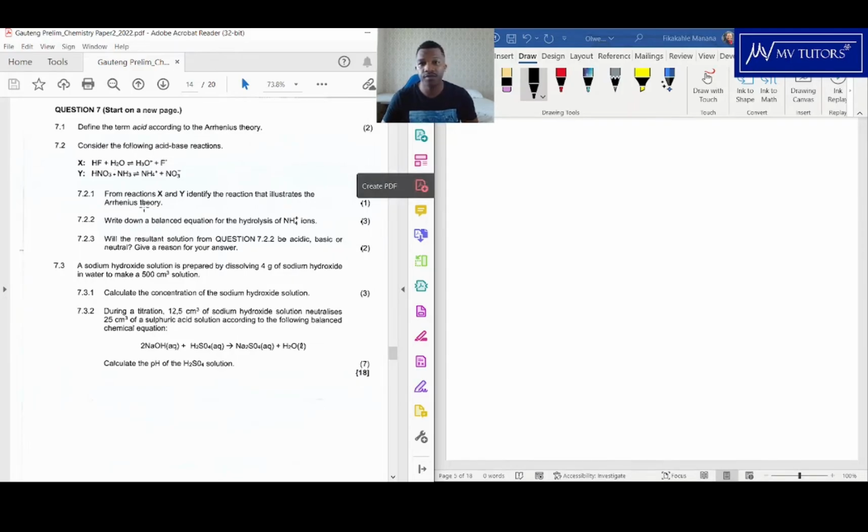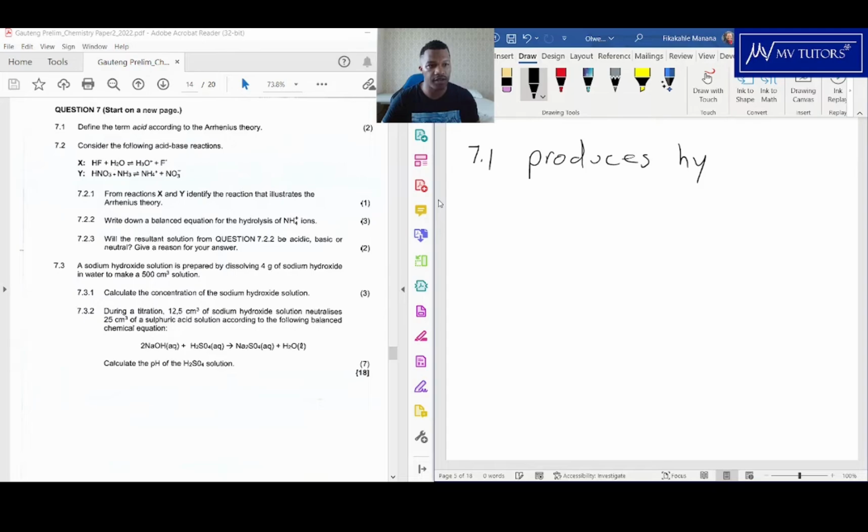It says, define the term acid according to the Arrhenius theory. Okay, so we know that acid, according to this theory, let me just write 7.1. According to this theory, is a substance that produces hydronium ions. Okay, so the operative words there is that it produces hydronium ions.